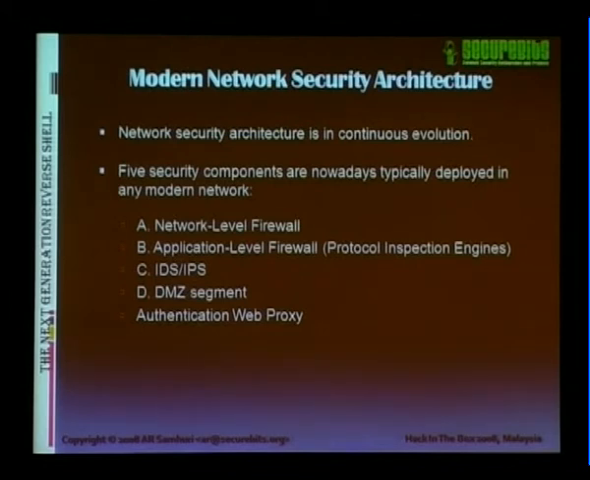Mostly nowadays, in most corporate networks, there are security components that are found in every network. Even small corporate networks have these components, whereas in the past it wasn't widely available. Every corporate network now has a network level firewall, application level firewall or protocol inspection scanning, IDS, IPS, DMZ, authentication proxy, and so on. These are very critical, and we are going to see why soon.